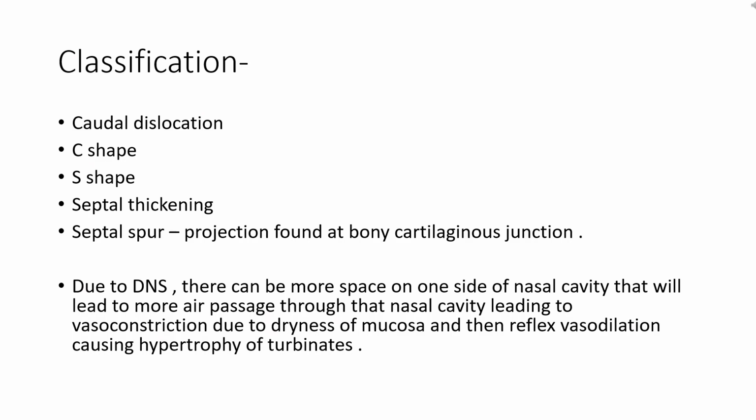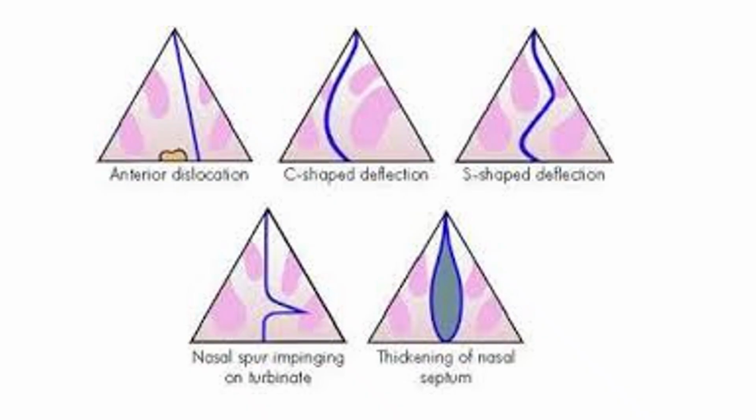So it is often seen that in case of DNS, whenever anterior rhinoscopy is done, in the roomy nasal cavity the turbinates will be more hypertrophied as compared to the normal turbinates. So the basic pathophysiology behind hypertrophic turbinates is this. These are the various types of DNS, that is anterior dislocation, C shape, S shape, and nasal spur impinging on the turbinate. And also there is another variety, that is thickening of the nasal septum.